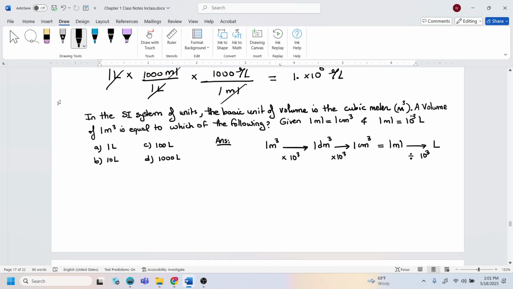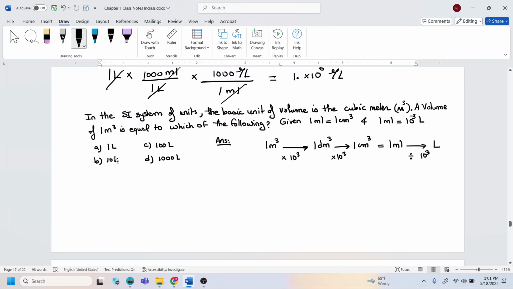This is another example here in the SI system of units. The basic unit of the volume is the cubic meter. Okay. I know that I have a relationship between the mils and the cubic centimeter. So up to a certain point, I have to change the cubic meter into a cubic centimeter to relate it into mils and liters. A volume of 1 meter cube is equal to which of the following?